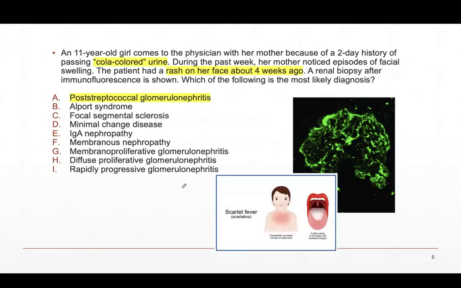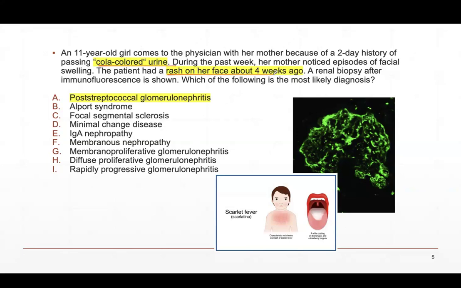Excellent. It is A. Tamam. So, the cola-colored urine is a sellout, right? So it tells you right away if you guys watch Sketchy, yani. But usually this is how they will describe the color of the urine, especially after post-streptococcal or post-infectious glomerulonephritis.